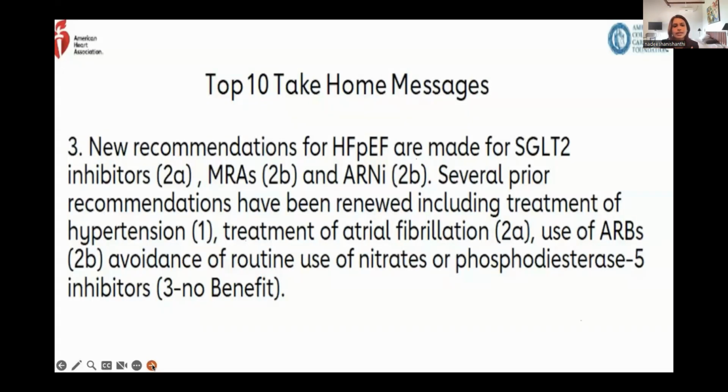So these are the top 10 take-home messages. New recommendations for heart failure with preserved ejection fraction: SGLT2 inhibitors, class 2A, and MRAs and ARNI. We need to treat the patient's hypertension, and treat atrial fibrillation if present, and avoid use of nitrates or phosphodiesterase inhibitors in HFpEF patients. If ARNI is not available, you have to use angiotensin receptor blockers.